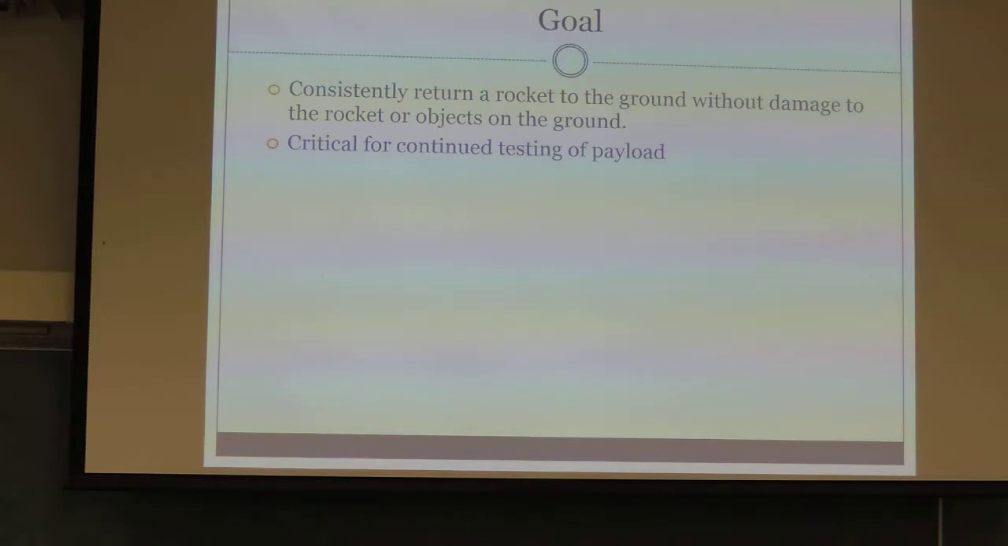Consistently return the rocket to the ground without damage to the rocket or objects on the ground. We're not so much concerned with objects on the ground because we test these things in fields in the middle of nowhere. So we're more concerned about returning the rocket safely so that we can continue to test the payload and recover the data.